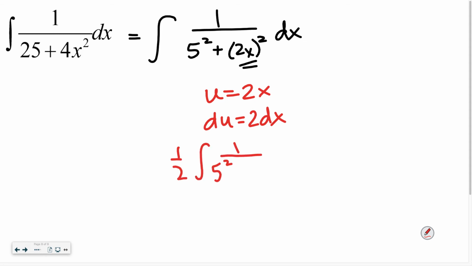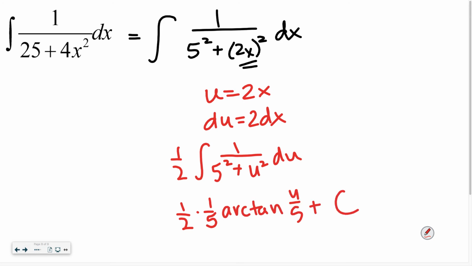Now, some of you will need to do this U substitution. Some of you need to think about it mentally like you just did. But since this is not plain Jane x squared, we do have to account for the chain rule happening. So this is 1/2 times 1/5 arctangent of u over 5 plus c, and then we take that u and replace it with 2x.